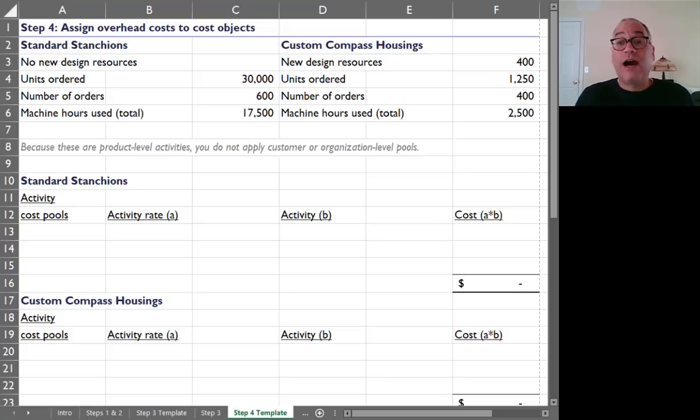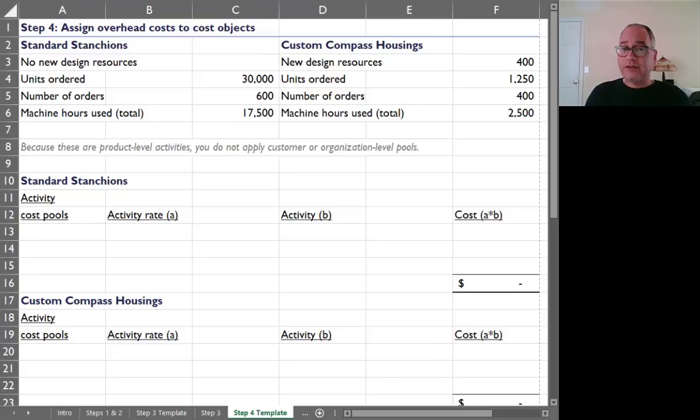So we've got 2 products here. We've got standard stanchions, whatever a stanchion is, I don't know, and custom compass housings. And what we want to do here is allocate our overhead to these 2 products to figure out how much they cost.